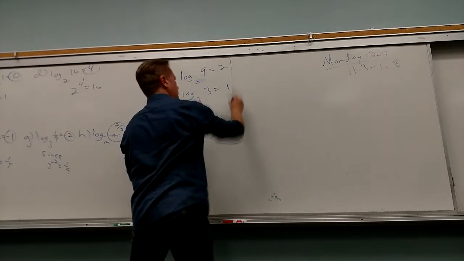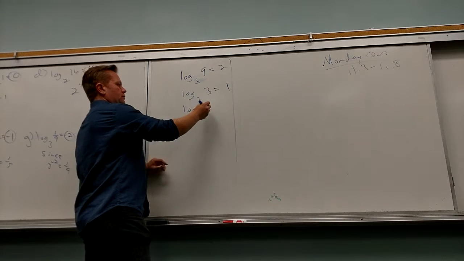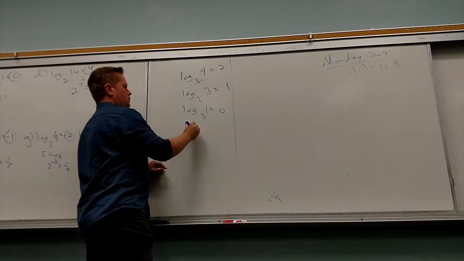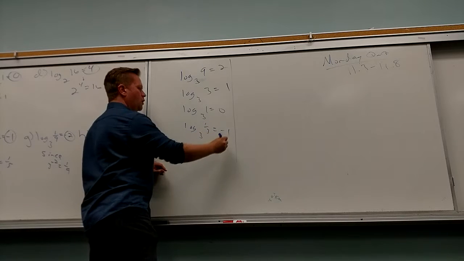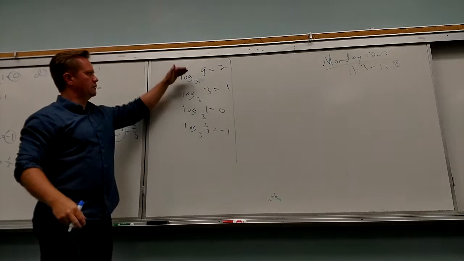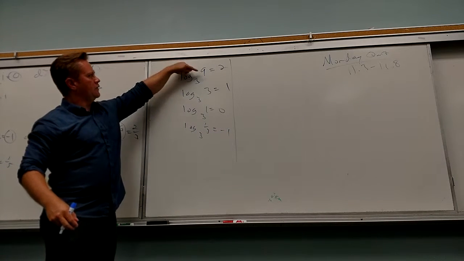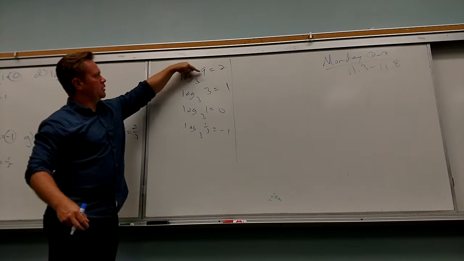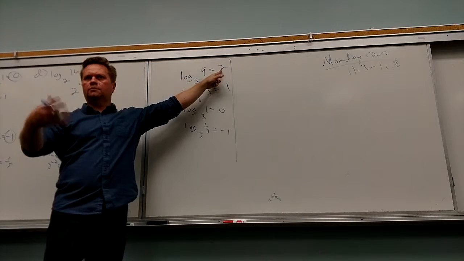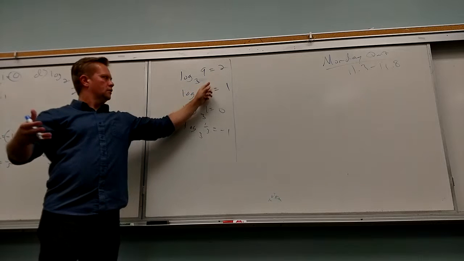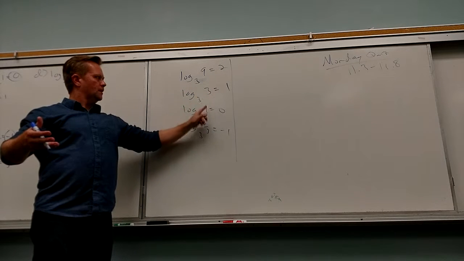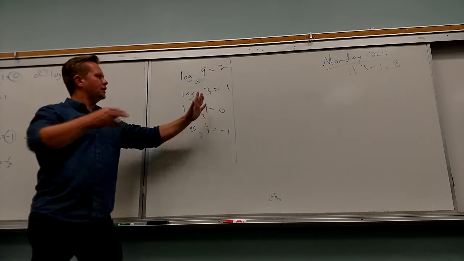Let me start over. Log base 3 of 1 is 0. Log base 3 of 1/3 is -1. My point I'm trying to make, let me do one more example. If that number is bigger than the base, you're going to get a number bigger than 1 as an answer.